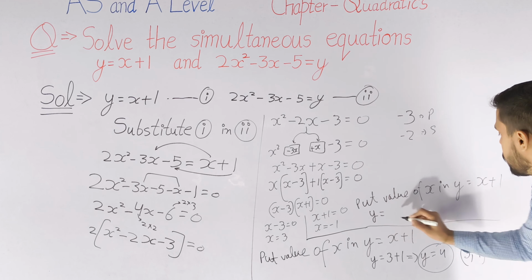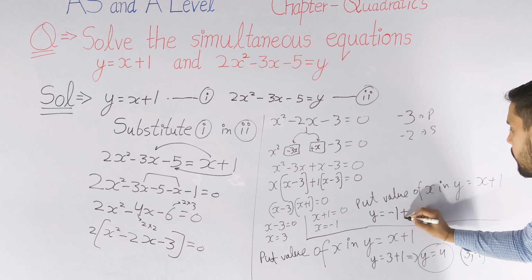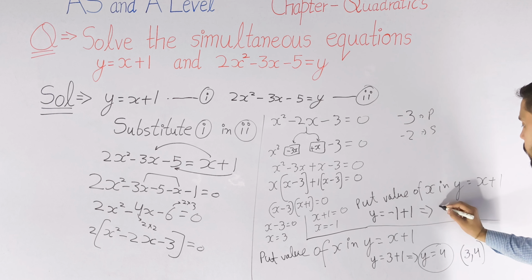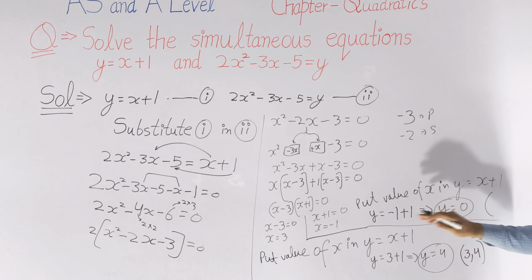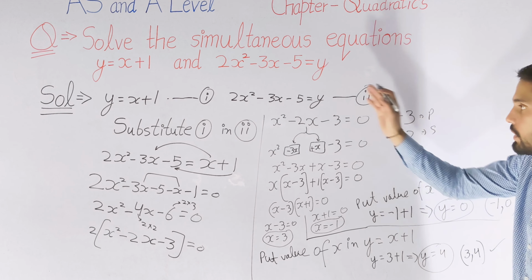So y is equal to, put minus 1 in place of x, you have minus 1 plus 1. So you get y is equal to 0. So the coordinates you will get here are minus 1, 0. So this is the x and this is the y. So these are the solutions of these equations.